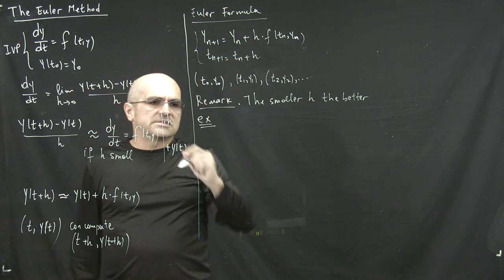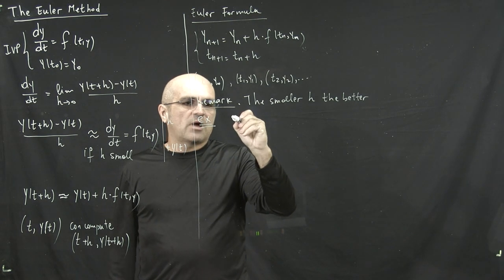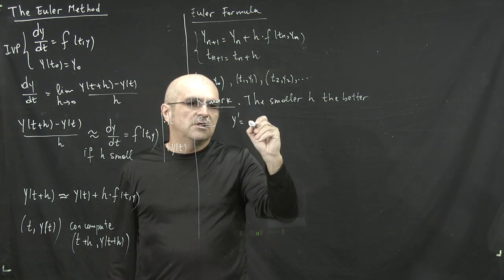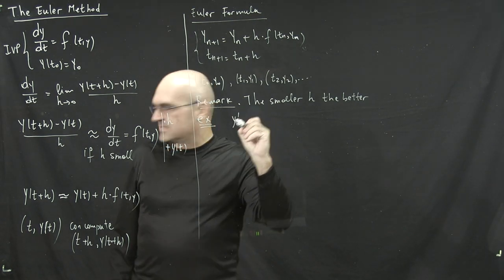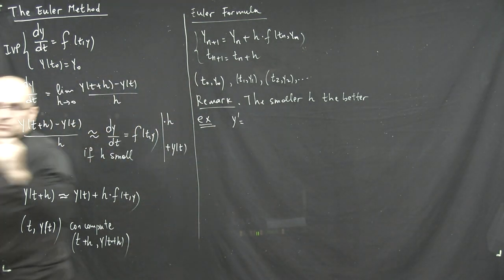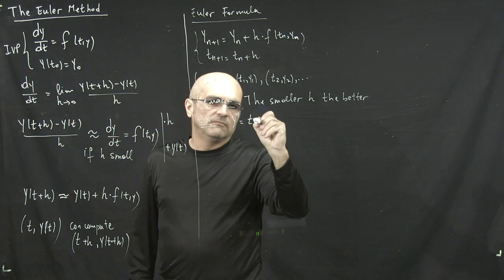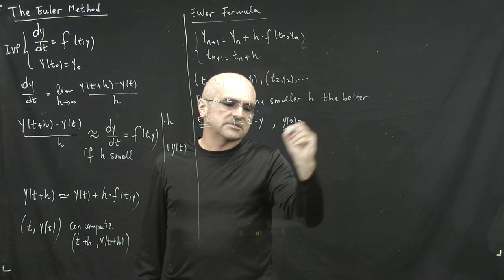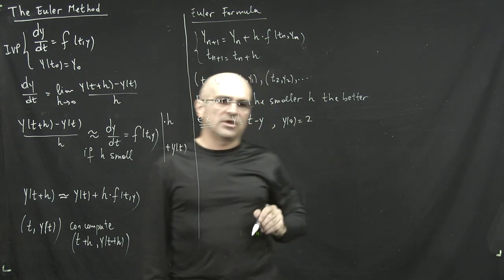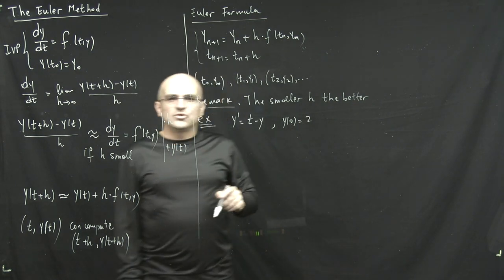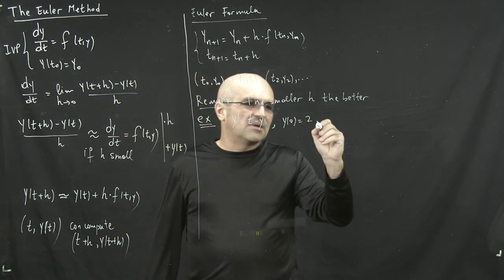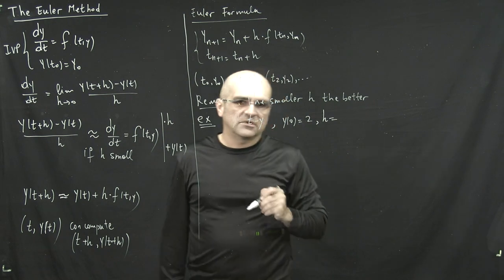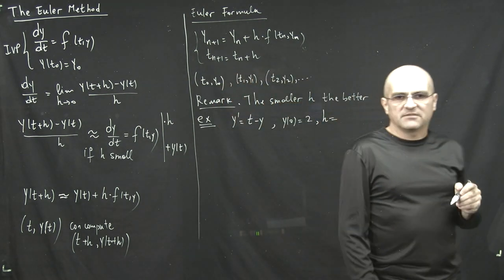So let's say my initial value problem is y prime equals t minus y, with y of 0 equals 2 as the initial point. You get to decide what the value of h is. Some problems will mention that for you, but you could also pick it yourself.